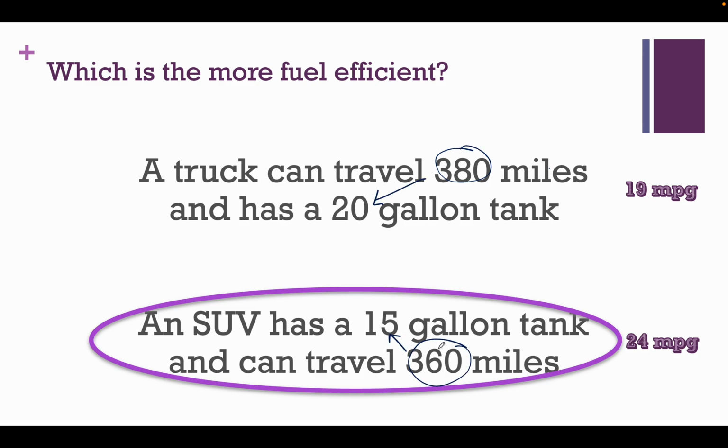If you accidentally did it the other way around, what you would get here would be 0.05 gallons per mile, and down here you would get 0.04 gallons per mile. That would mean this car uses fewer gallons for every mile, so that's still the more fuel efficient car.